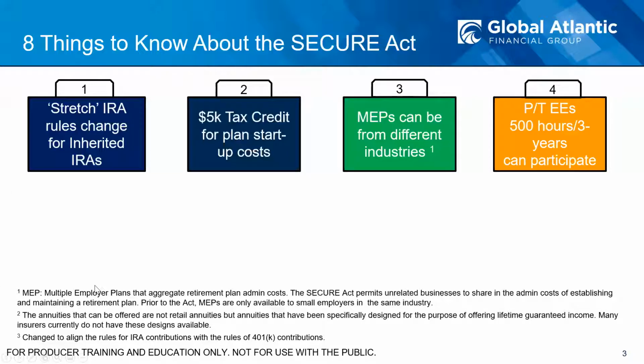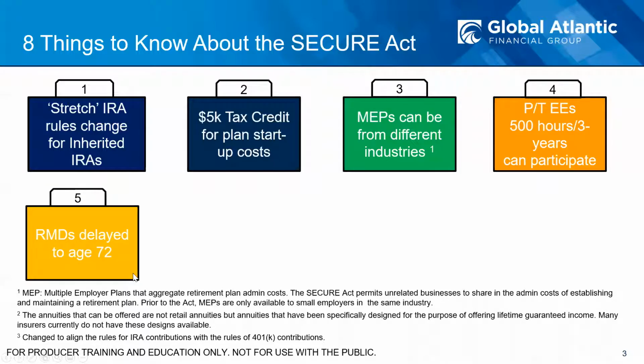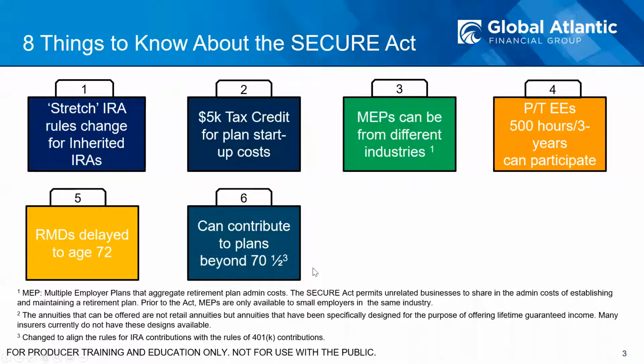Which definitely gives people that are part-time laborers abilities to participate in plans where under previous legislation they could not. One of the other big things that happened was they did push out required minimum distributions to age 72. So that was another change that may be impactful for people that weren't needing those IRA assets to supplement their income during the retirement years.